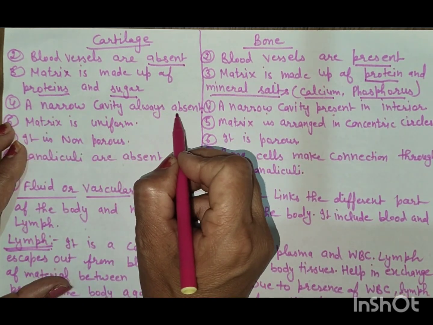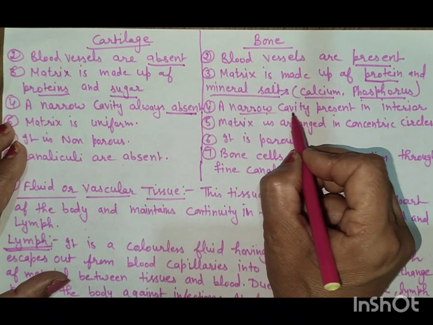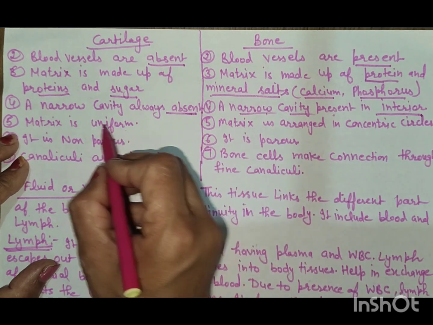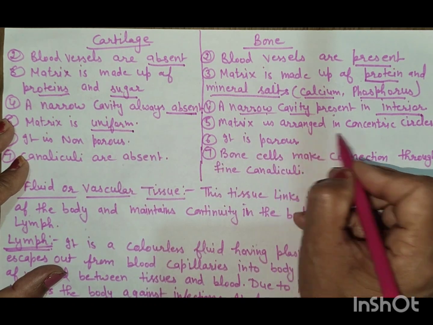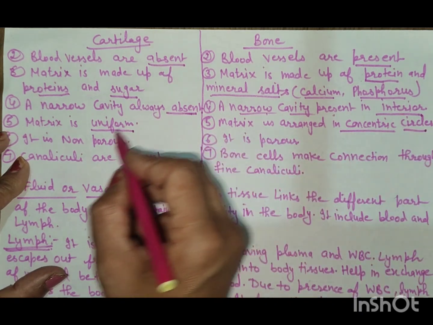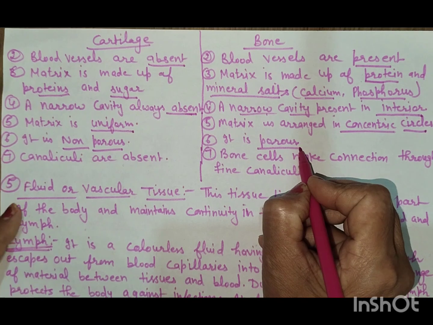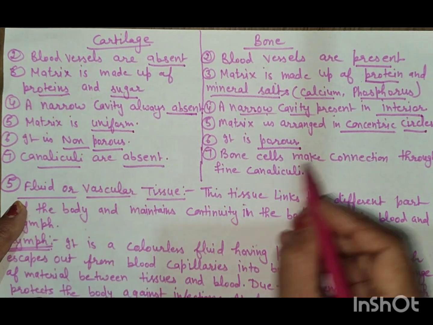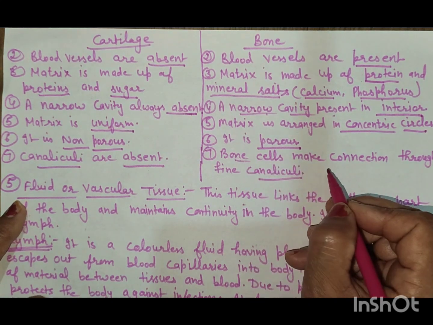A narrow cavity is always absent in cartilage, but a narrow cavity is always present in the interior of bones. Matrix is uniform in cartilage, but the matrix is arranged in concentric circles in bones. Cartilage is non-porous, but bones are porous. Canaliculi are absent in cartilage, but canaliculi are present in bones.